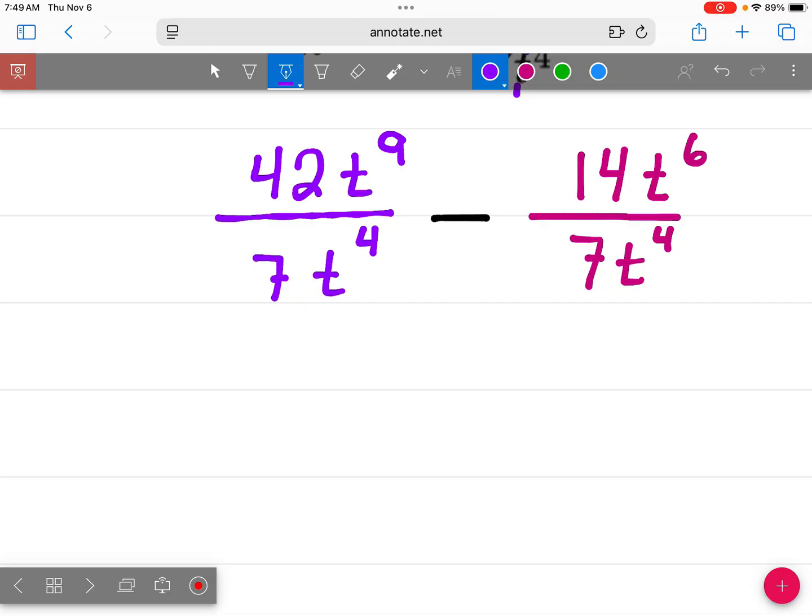Let's simplify this one. 42 t to the 9th over 7 t to the 4th. 42 divided by 7 is 6. T to the 9th over t to the 4th is t to the 5th, 9 minus 4. Or again, you can think about 9 things over 4 things.